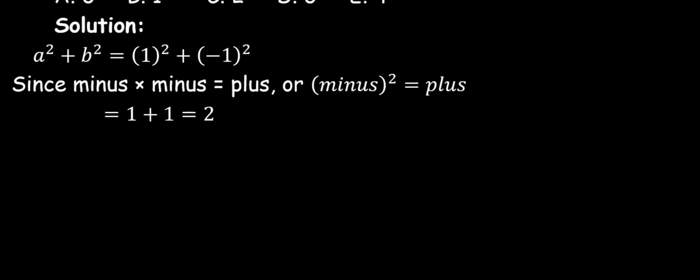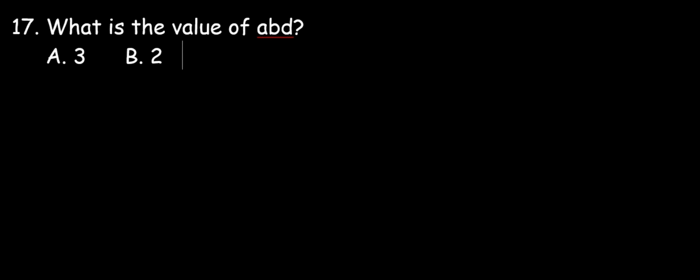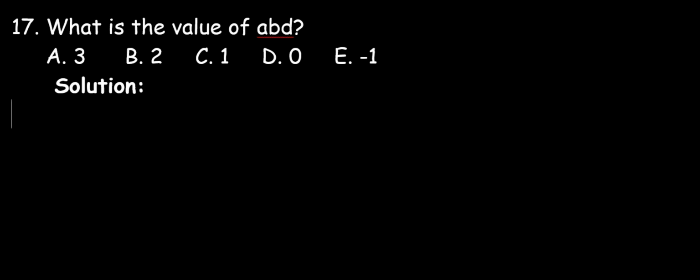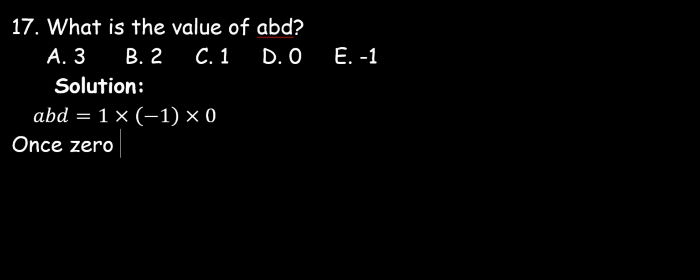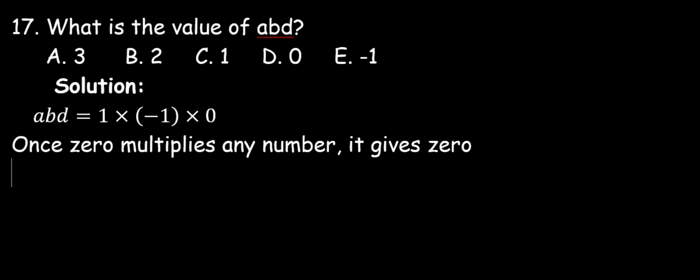Question 17. What is the value of ABD? The options are given. A 3, B 2, C 1, D 0, E minus 1. Solution. Substituting for the given value, ABD will be equals to, remember A is 1, so we have 1 times, then B is minus 1, so we'll put our bracket to take care of the minus, then times 0, our D is 0. Once 0 multiplies any number, it gives 0, thus our result is equals to 0.